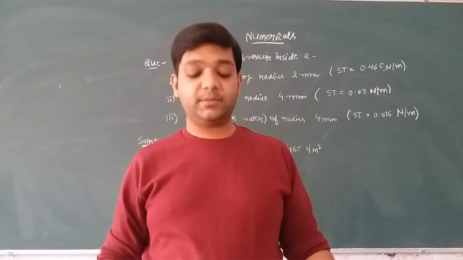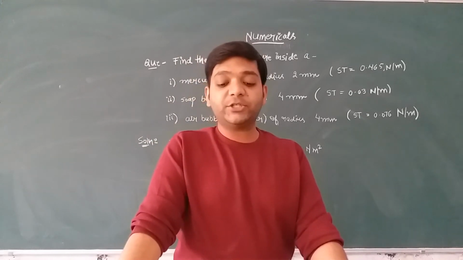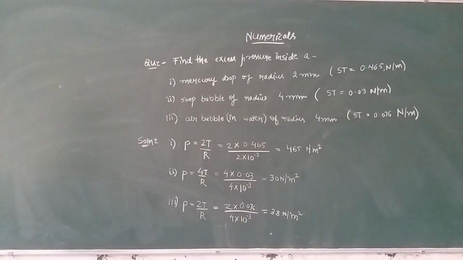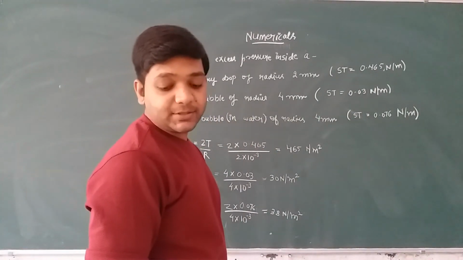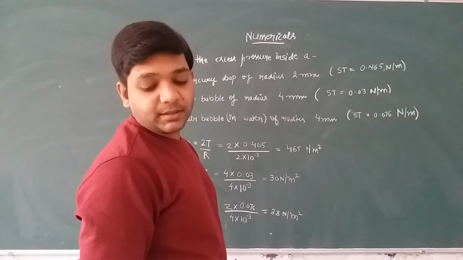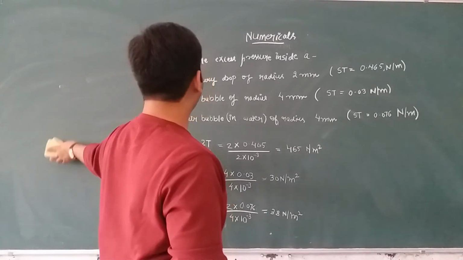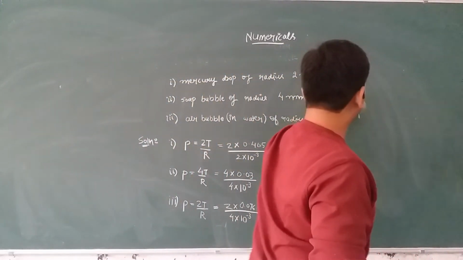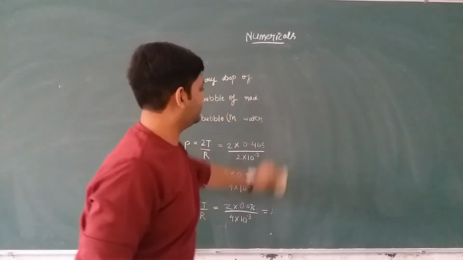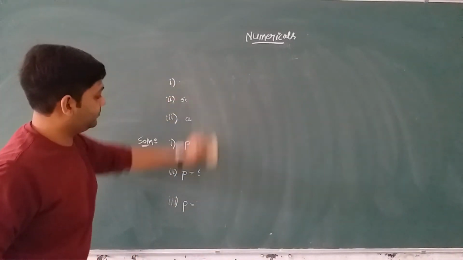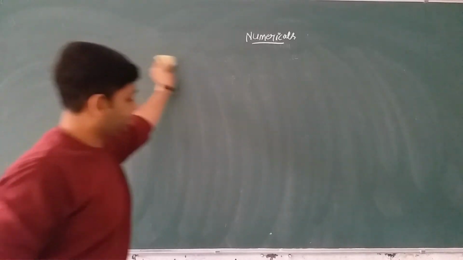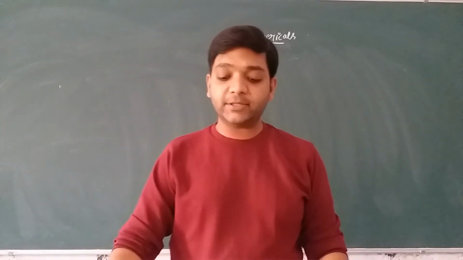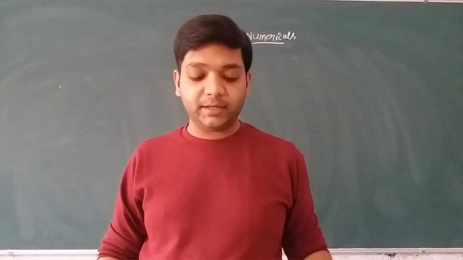The next question is, please write down: the excess pressure inside a soap bubble is 4 times that of the other bubble, full stop.